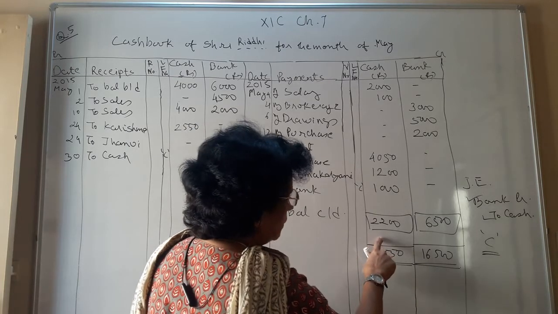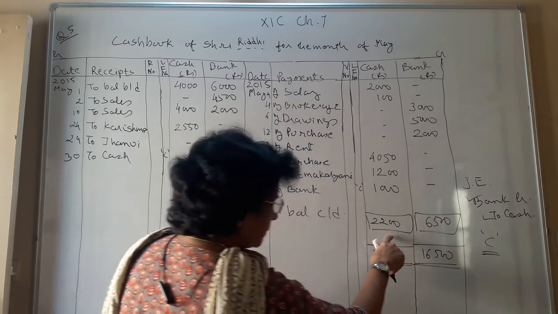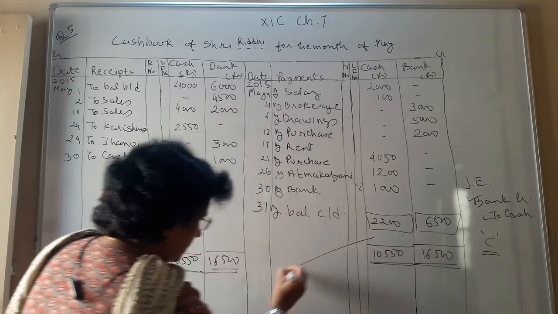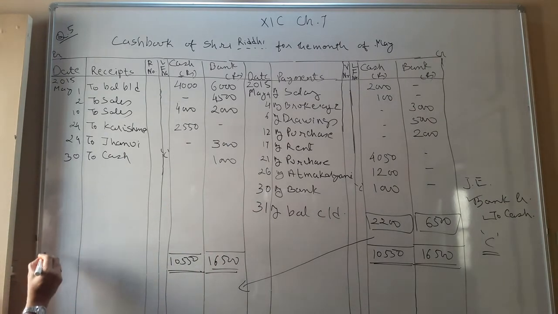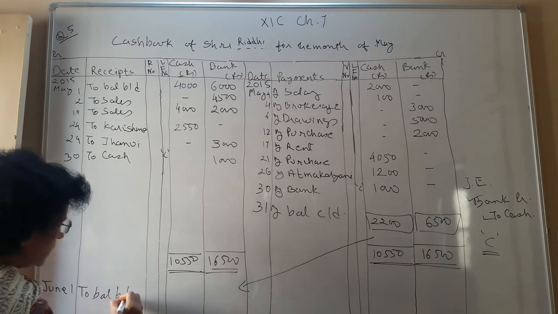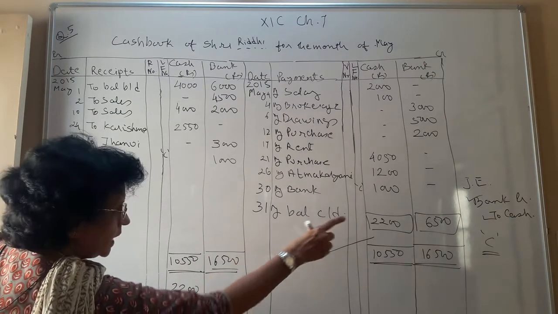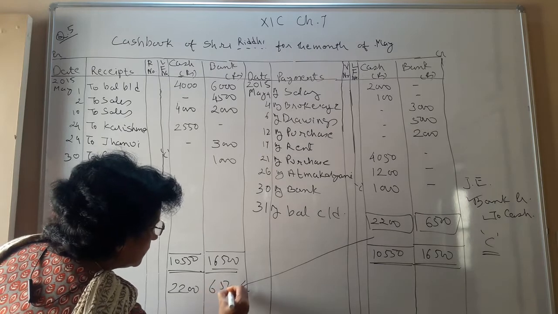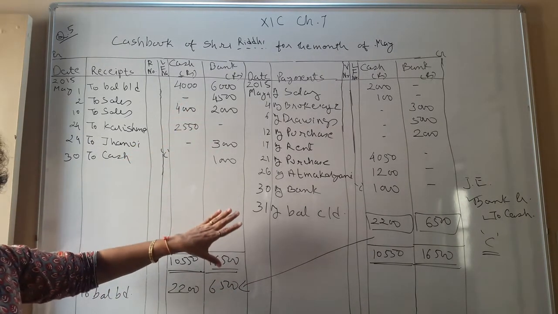Cash balance you have 2,200, bank balance you have 6,500. This balance is to be brought forward to the next month. So after May, it will come June. So here June 1st, to balance brought down. In case of cash 2,200 and in case of bank 6,500. Up to this you have to complete the example.